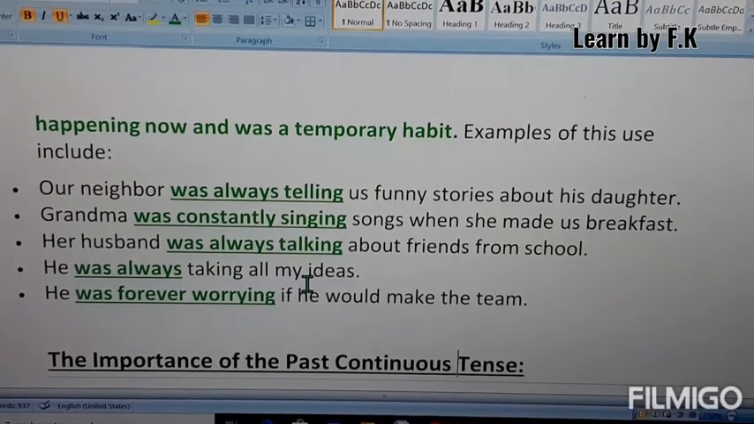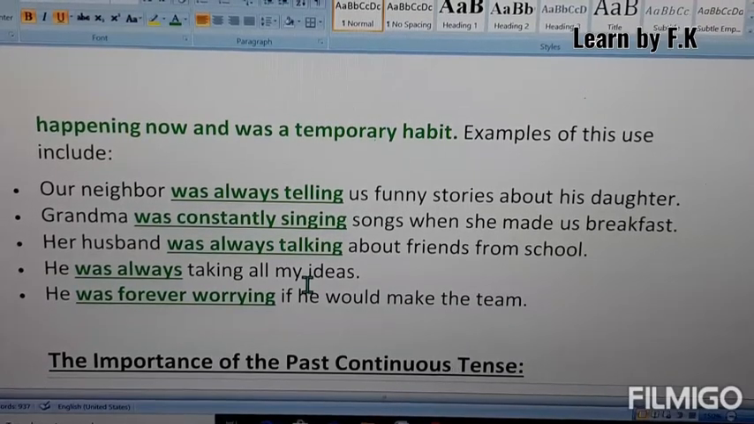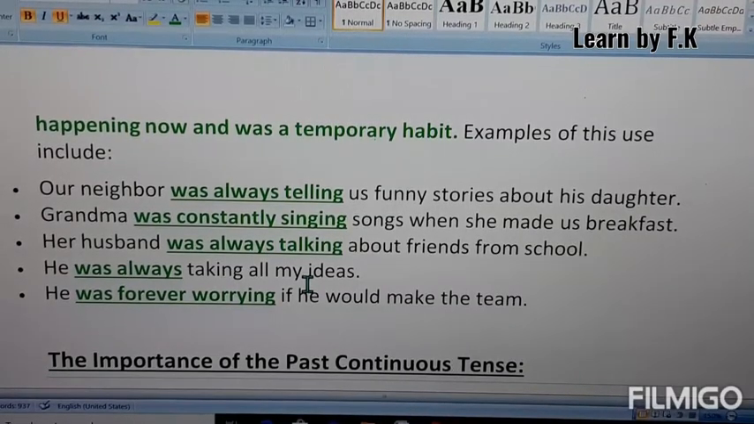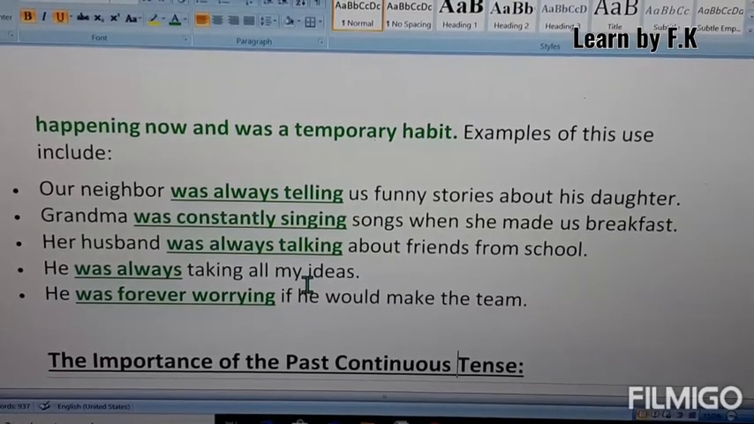Similar is: her husband was always talking about friends from school. She was always taking all my ideas. She was forever worrying if he would make the team.